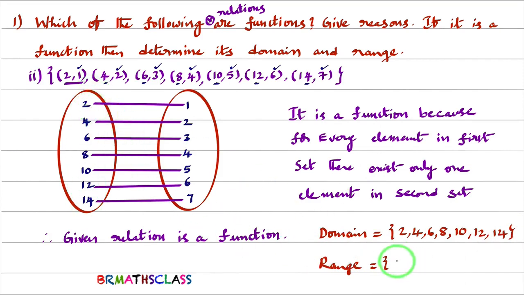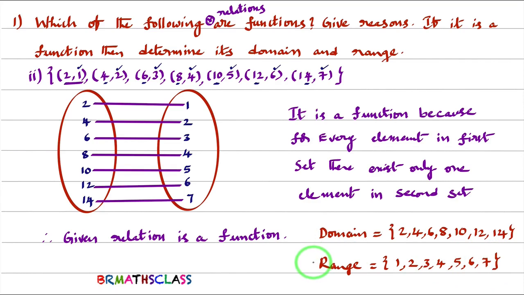What is the image of 2? The image of 2 is 1. The image of 4 is 2. I am writing all images of the domain set. Image of 6, 3. Image of 8, 4. Observe the diagram. Image of 10, 5. Image of 12, 6. Image of 14, 7. So these are all images of the domain set. So this is the range of the function.